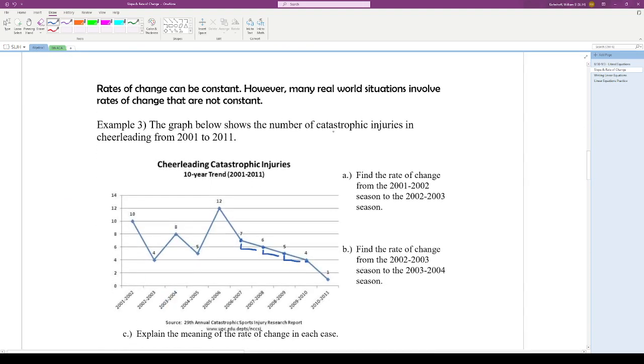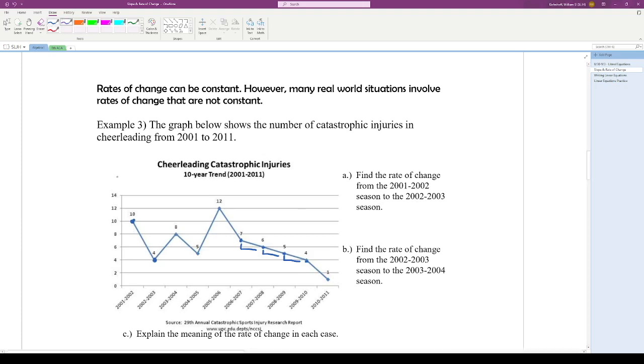So this graph shows the number of catastrophic injuries in cheerleading over 10 years. We have a number from 2001 to 2002, and then year by year we have the count at each year, and you can see that it's not one constant rate of change. So they've asked us to find the rate of change from 2001 to 2002, so that's this data point here. We looked 2001 to 2002, we had 10 injuries. And then 2002 to 2003 is this data point here.